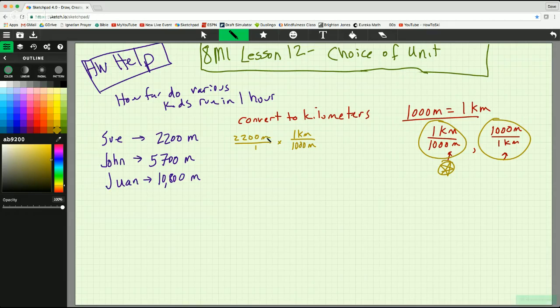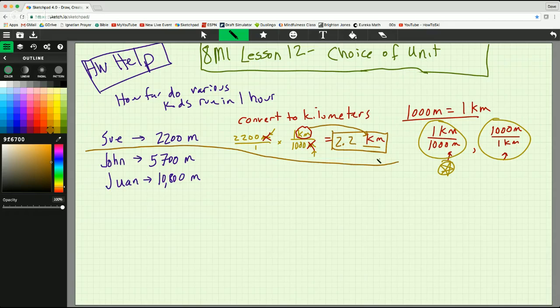And the reason is because we got a meter on top and one on the bottom this way, and we can cancel the meters. And then we're going to be left with kilometers, the only unit that doesn't cancel. And so our answer is going to be in kilometers because that's what's left. And if you take 2,200 and divide it by 1,000, you get 2.2 kilometers. So that's how far Sue can go.